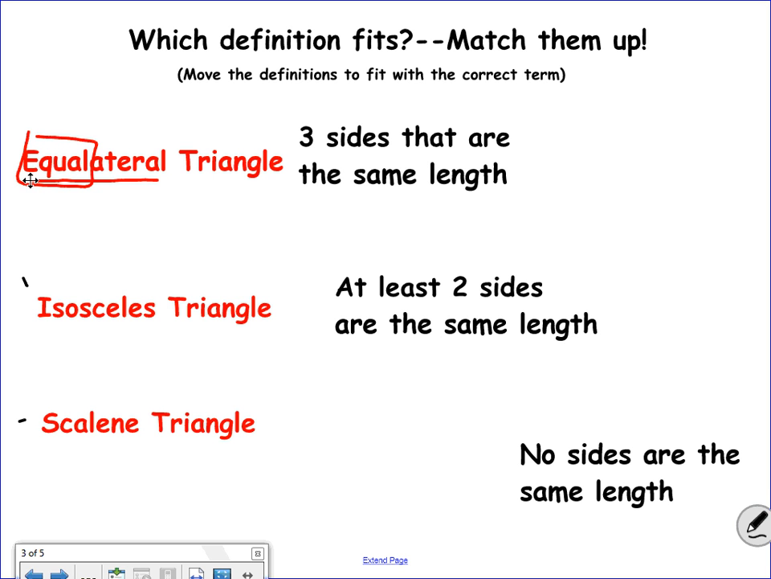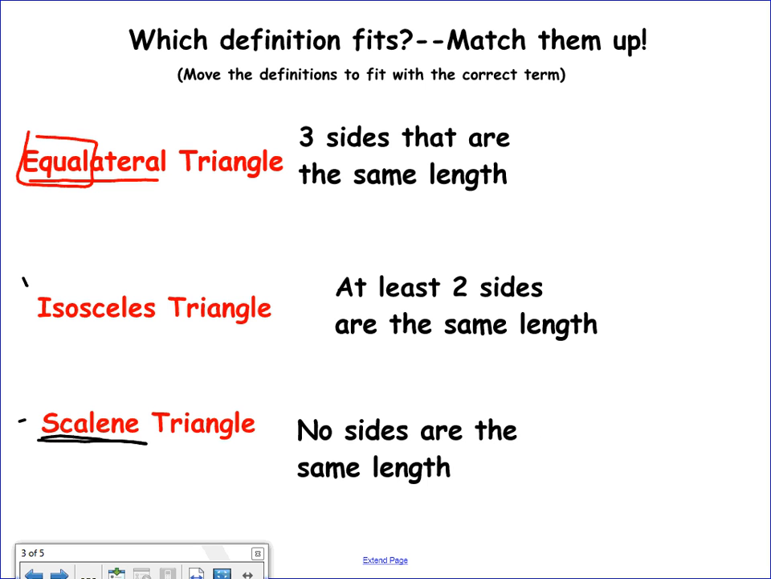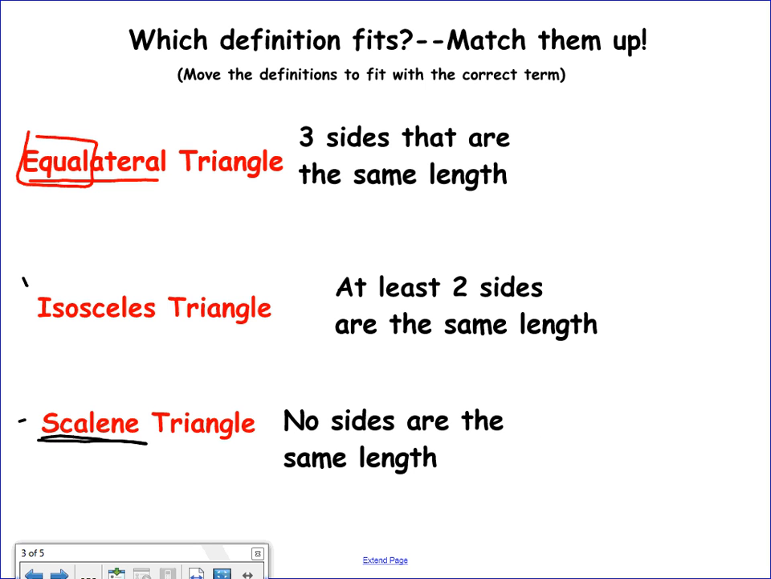We're going to jump to the scalene triangle. Scalene means all of the sides are different. All the sides are different. That means all the angles are different. But remember, when you add up all the angles in a triangle, that equals 180 degrees. No matter what kind of triangle it is, all three angles will always add up to 180.